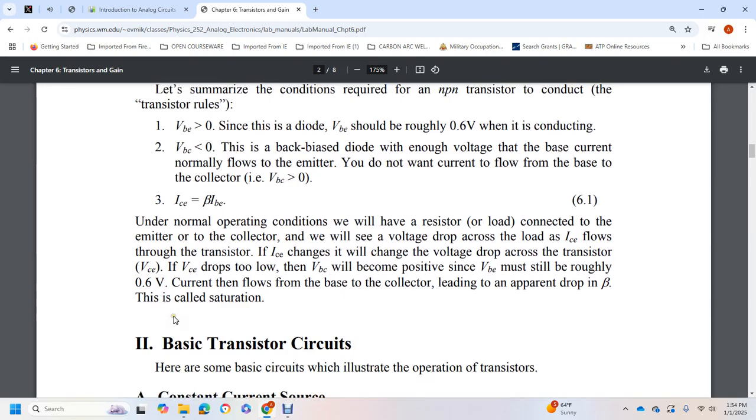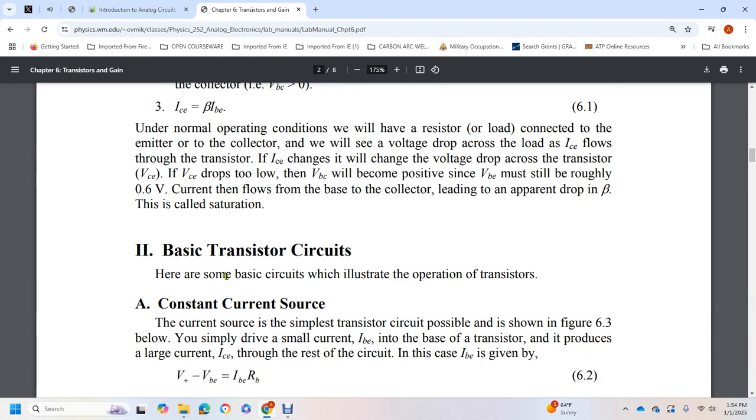Under normal operating conditions, we'll have a resistor or load connected to the collector. The voltage drops across the load, and the collector-emitter voltage drops across the transistor. If the collector-emitter voltage drops too low, the base-collector voltage will become positive. Since the base-emitter voltage must still be roughly 0.6 volts, current will flow from the base to the collector, leading to an apparent drop in beta. This is called saturation.